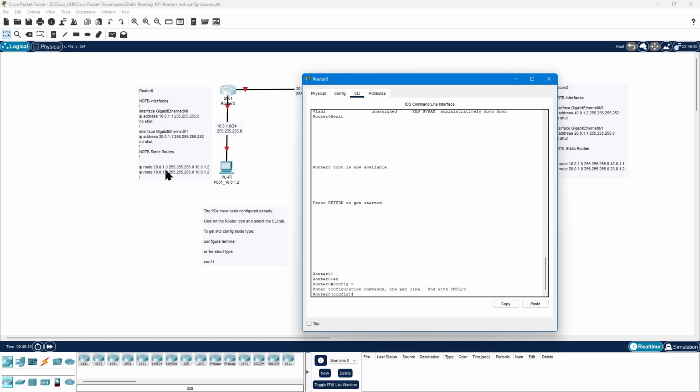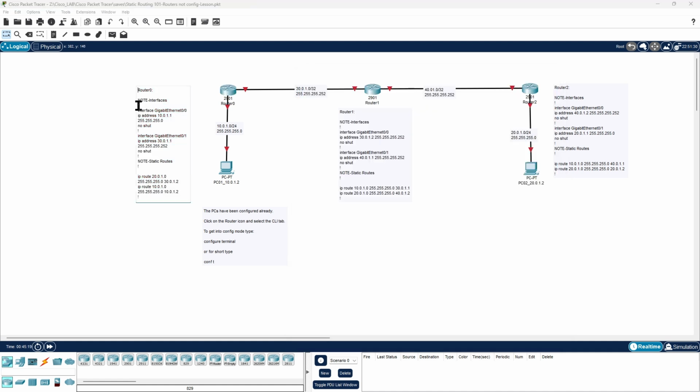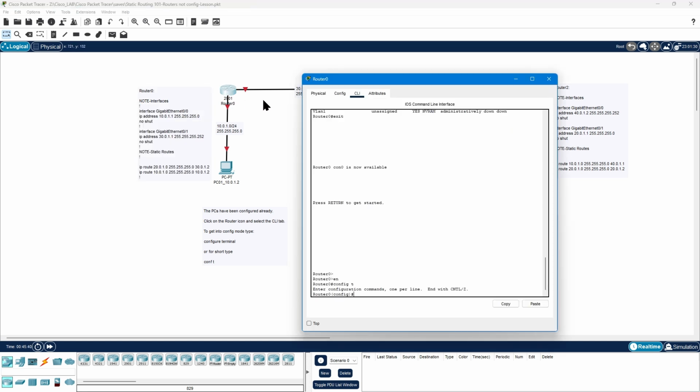And now we're in configuration mode, and what we're going to do, for the sake of making this a quick lesson, is copy the configuration from here, just Control C. So we're going to configure all the interfaces, and we're going to paste them in the configuration here.